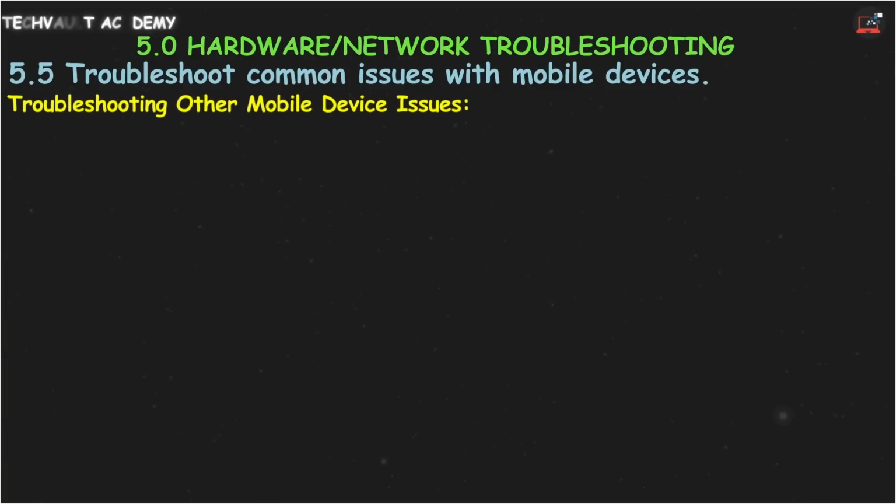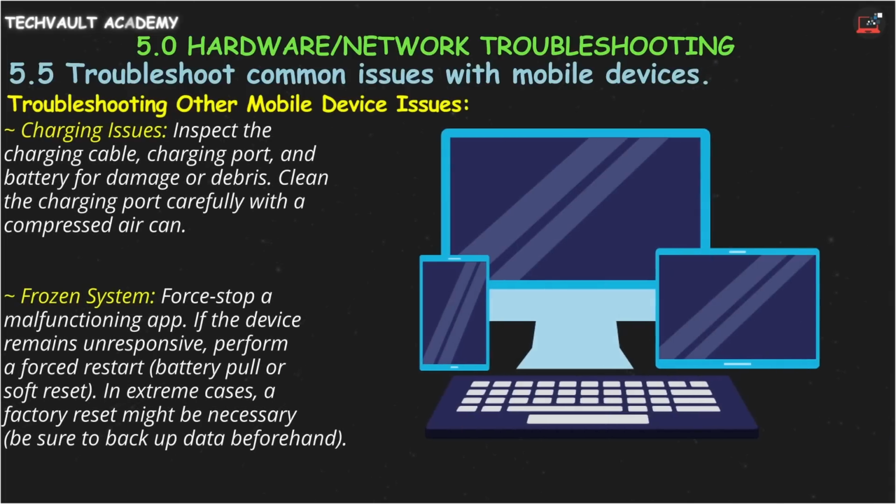Troubleshooting other mobile device issues. Charging issues. Inspect the charging cable, charging port, and battery for damage or debris. Clean the charging port carefully with a compressed air can. Frozen system. Force stop a malfunctioning app. If the device remains unresponsive, perform a forced restart, battery pull, or soft reset. In extreme cases, a factory reset might be necessary. Be sure to back up data beforehand.